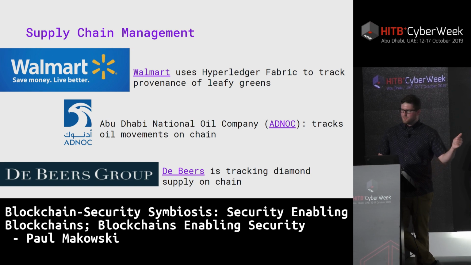Another interesting thing, we're in Abu Dhabi. Abu Dhabi's national oil company is tracking oil movements on chain. So that's awesome. And De Beers is tracking diamonds. So that's pretty cool.